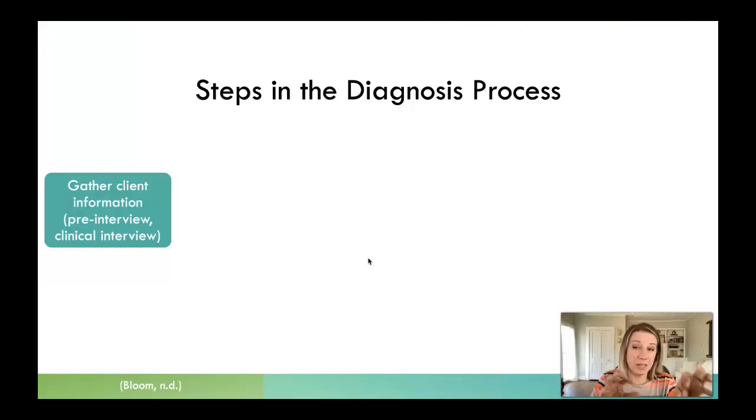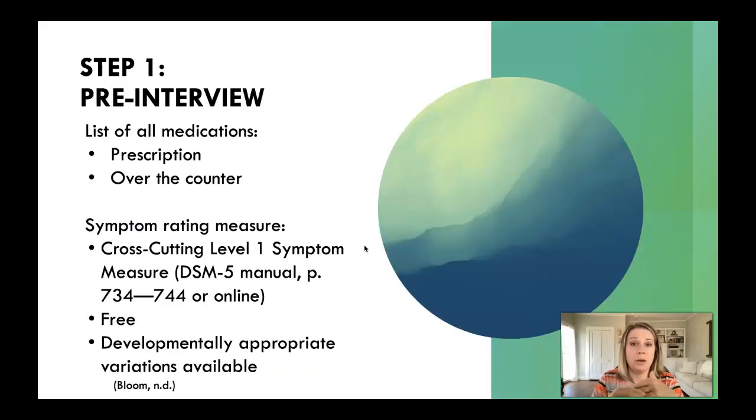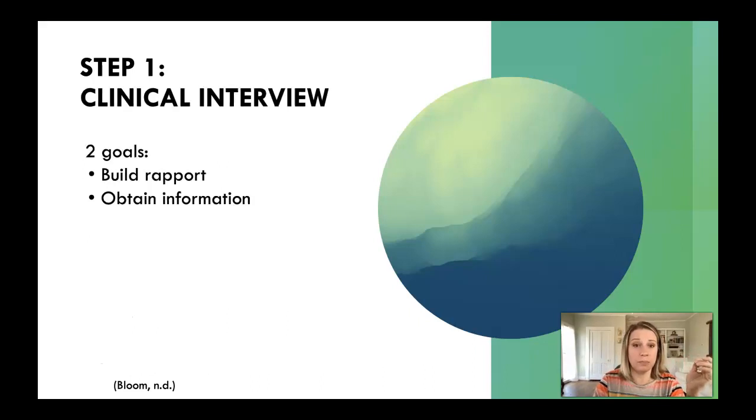Okay, so our first step is to gather information about the client through the pre-interview materials and the clinical interview. Roger was asked to provide a list of all medications that he's currently taking, prescription and over-the-counter. He was asked to complete a symptom rating measure, the cross-cutting level 1 symptom measure. So you can find this in your DSM-5 manual, page 734 to 744, or you can find it online. It's free, and there are developmentally appropriate variations for it as well.